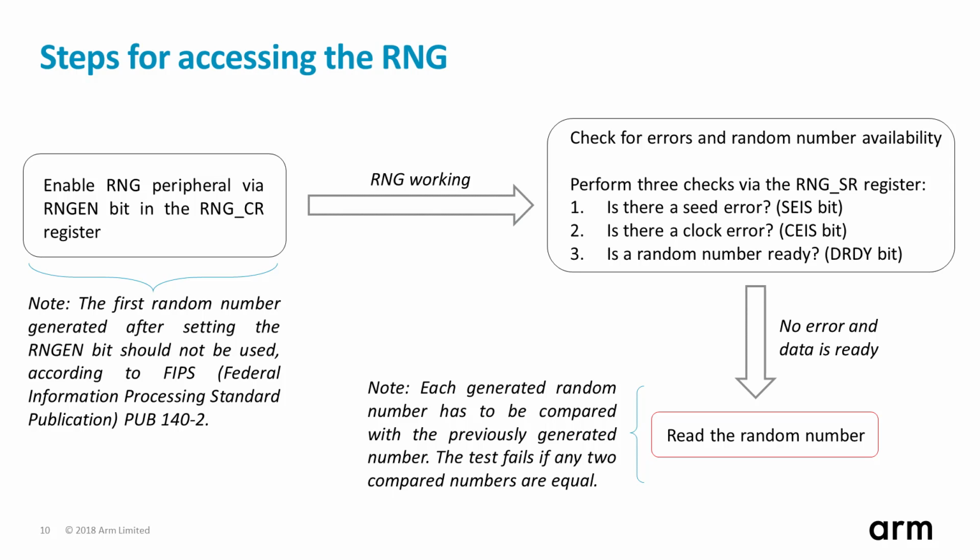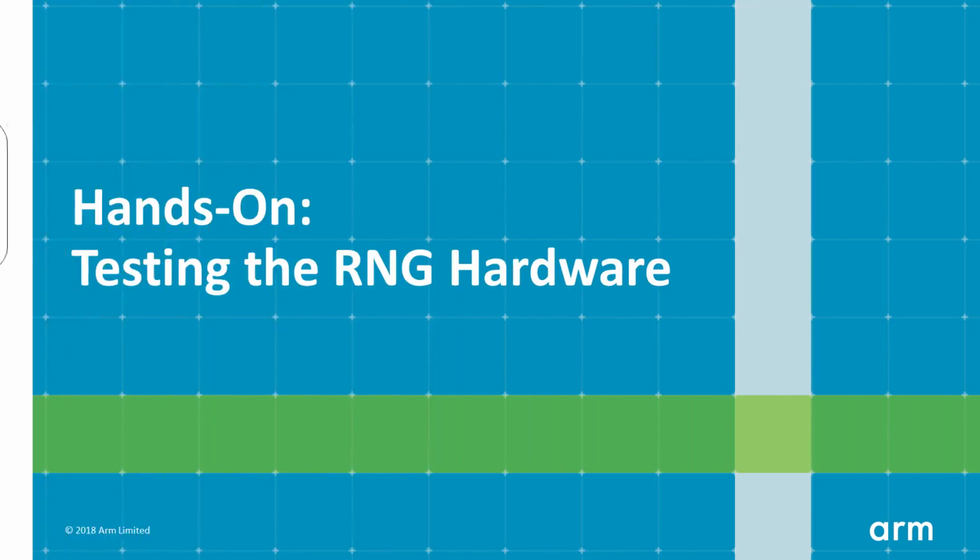If the test fails and the 2 numbers are equal, then an error occurred. So this is also something we have to take into account in our code. So with this know-how, we are ready to test out the RNG hardware and see whether it's actually working or whether we properly understood the reference manual.